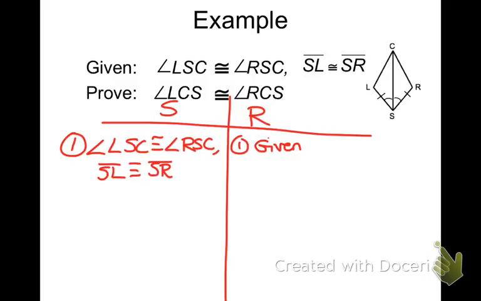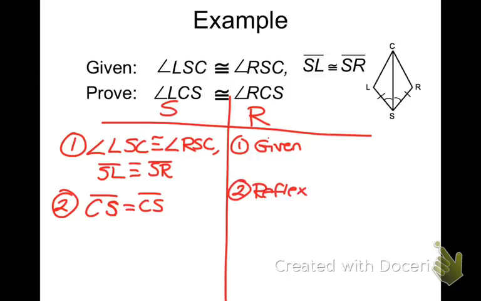What should my line 2 be? Sam, you got it? Nate, can you help him out? Line 2 should be what? Good. CS is congruent to CS, reflexive property. Be nice to one another. Exactly.